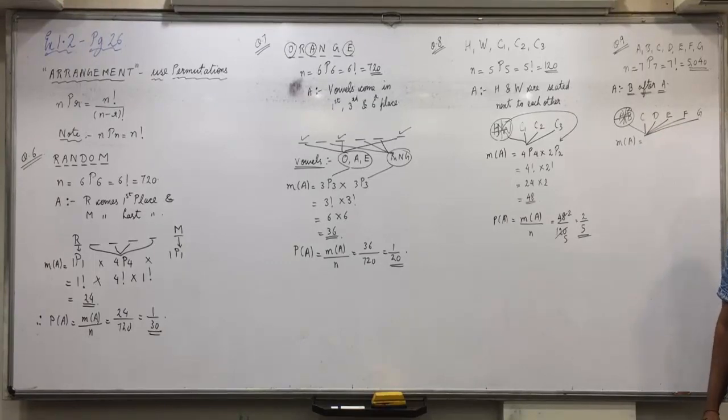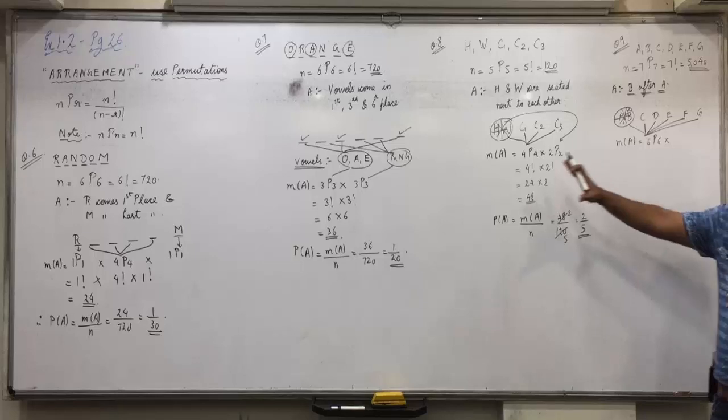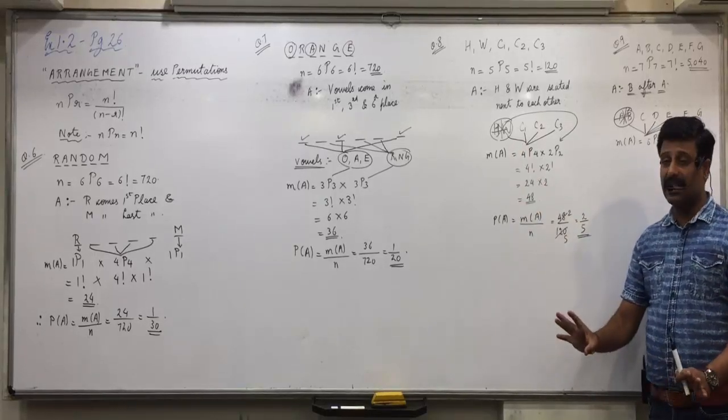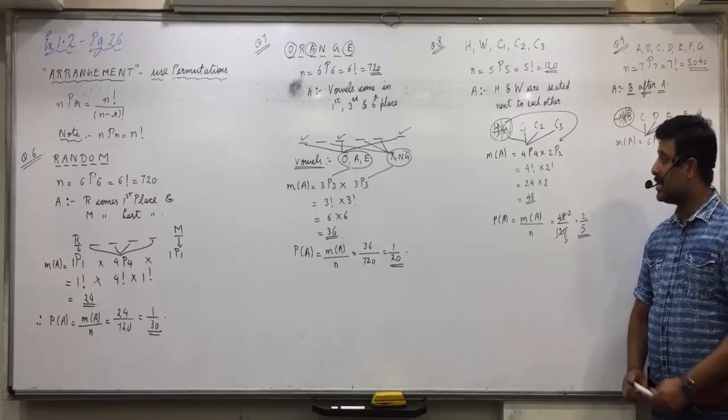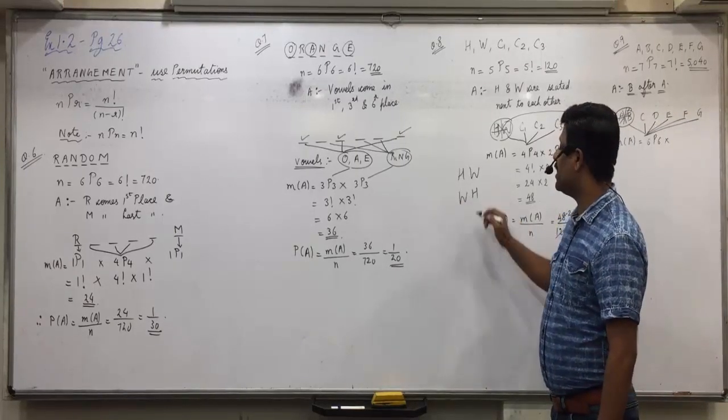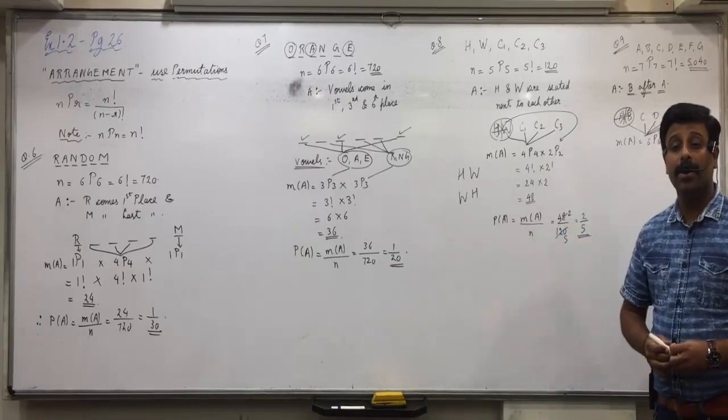How many people do we have to arrange now? 6. That can be done in 6P6 ways. But there is one difference. In the earlier question it was given that husband and wife are seated next to each other. So if it is husband, wife, or if it is wife, husband, does it make any difference? No. So what did we do?